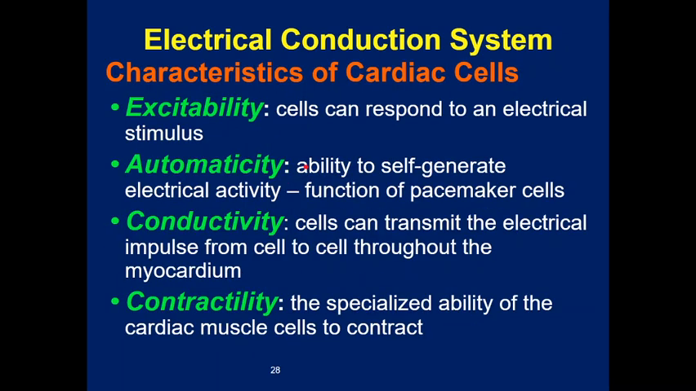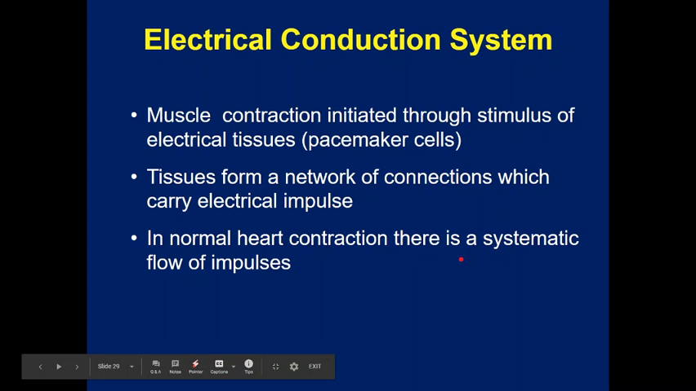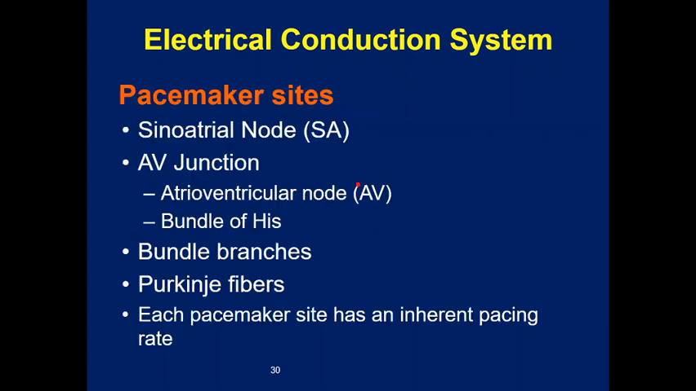The cardiac cells are excitable, which means they respond to electrical stimuli. They are automatic. They can generate their own pacer activity. They are conductive. The cells transmit electrical activity from one to another, and they are contractile. So not only do they respond, but their response is contracting. Great. So the muscle contraction is initiated through the pacemaker cells through these connections of electrical wiring.